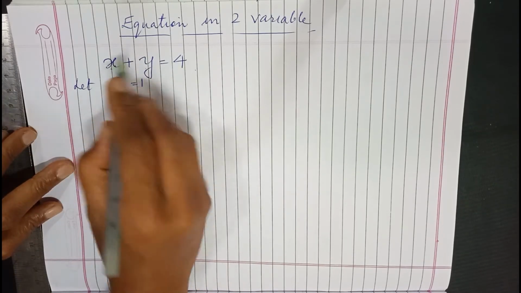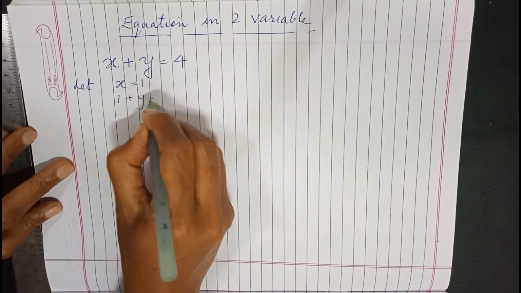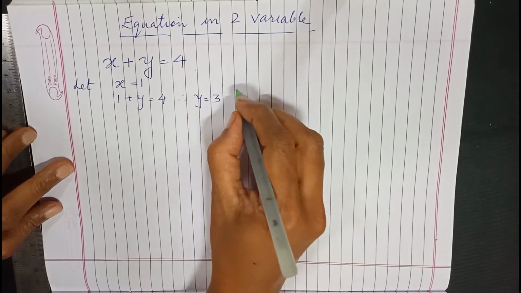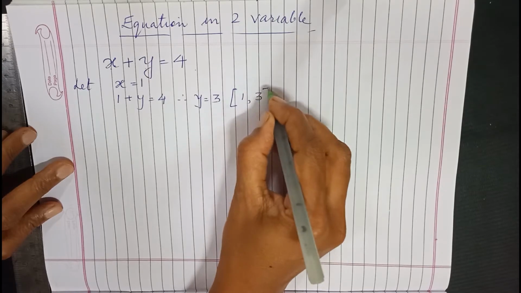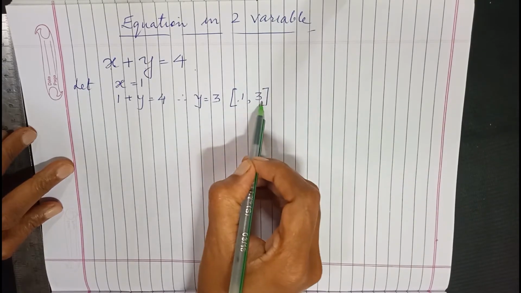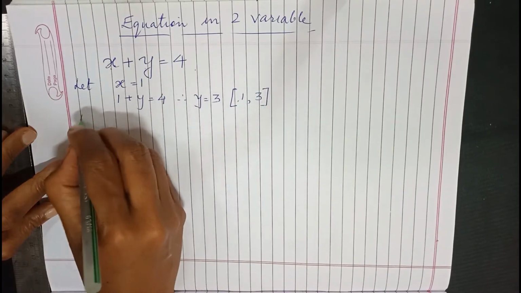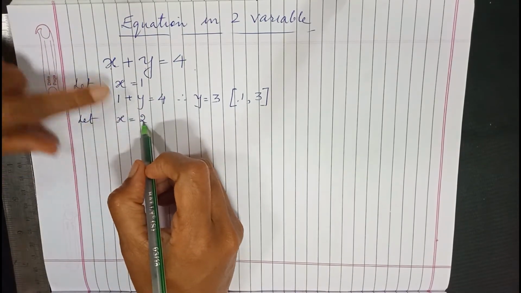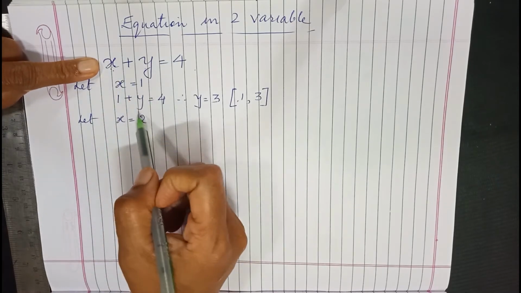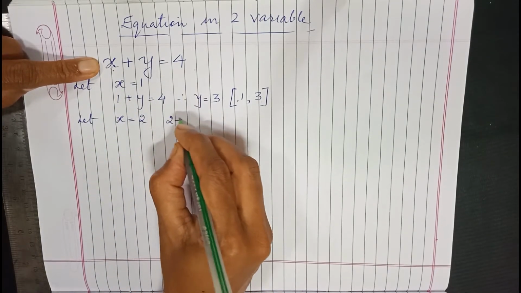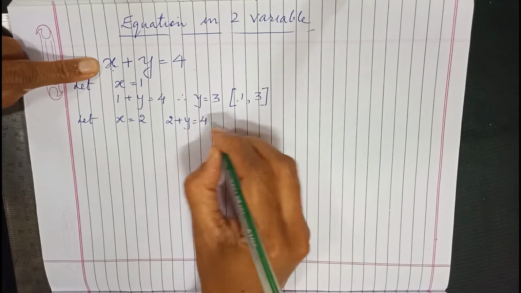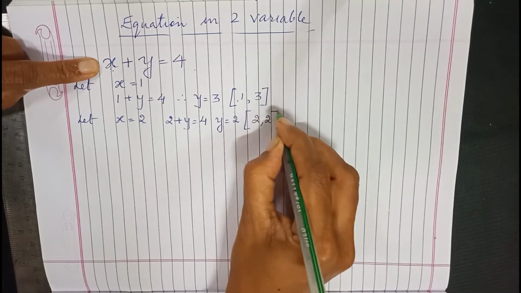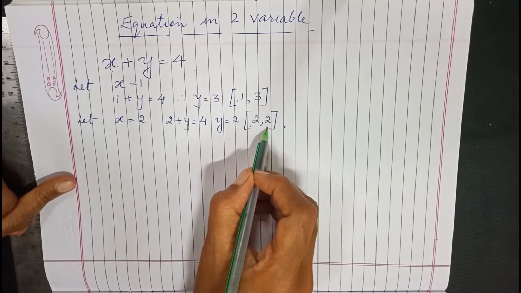Then we substitute it in this equation. Then what we get is 1 plus y is equal to 4. Therefore, y is equal to 3. So the first solution that we get is 1 comma 3. That is, when x is 1, y is 3. Similarly, let us say we assume x is equal to 2. We substitute this 2 in place of x in the equation. Then what we get is 2 plus y is equal to 4. Therefore, y is equal to 2. So we get a second solution for this equation, that is 2 comma 2.